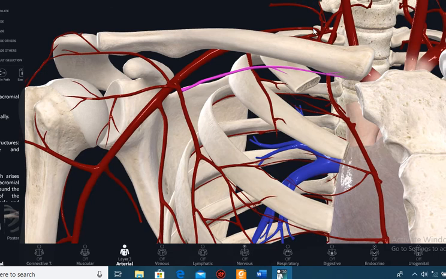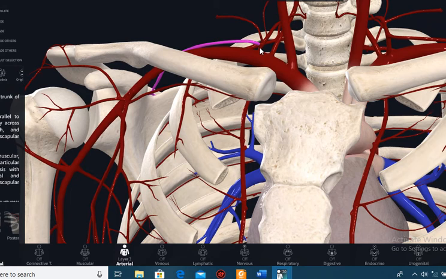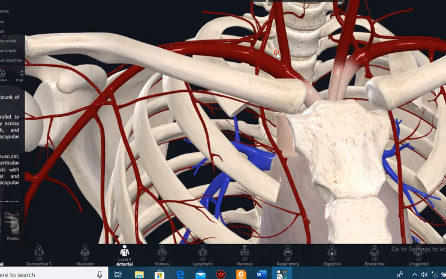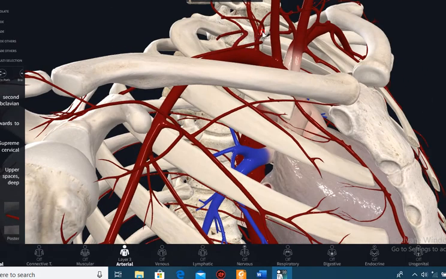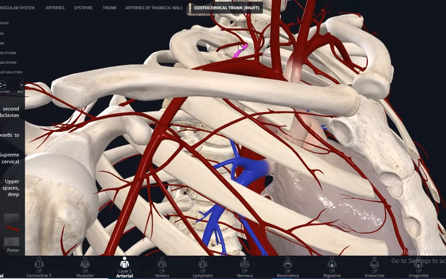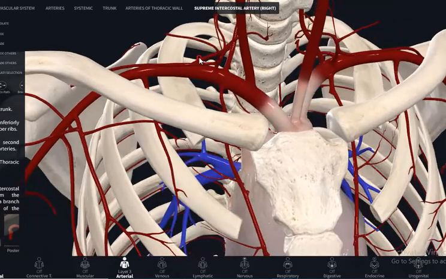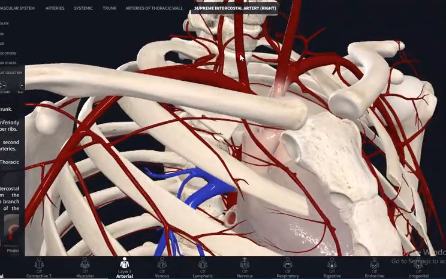Up here we have the dorsal scapular artery. We have the suprascapular artery, which comes from the thyrocervical trunk. The thyrocervical trunk gives the suprascapular artery, while the costocervical trunk, which is here, gives the artery posteriorly called the dorsal scapular artery.